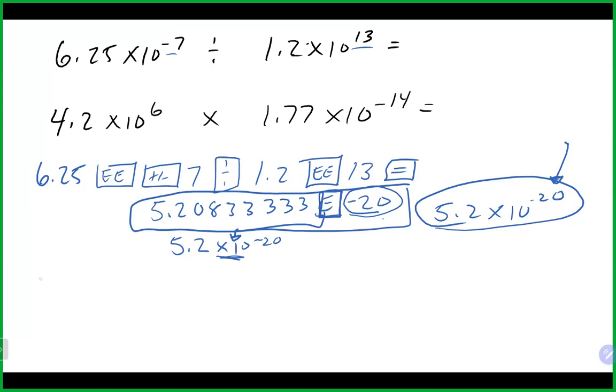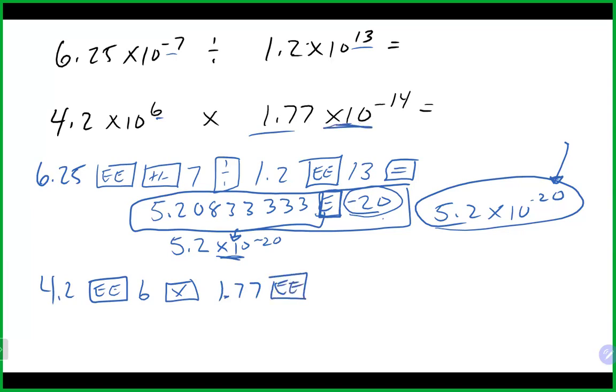Second one, we're going to do the same thing. We're going to go 4.2. We're going to hit our exponent button. This is a positive, so we're just going to go 6, and that will represent that first number. We're going to hit the times button, and now pump in 1.77. Once again, we're going to hit our exponent button, which will take care of this part of the number. This is actually a negative exponent, so we do need the negative button and 14, and then equals.